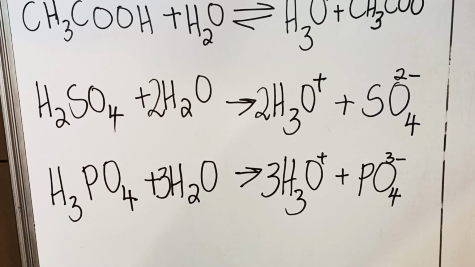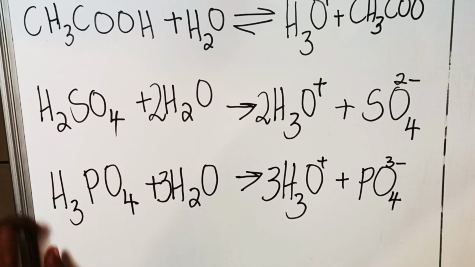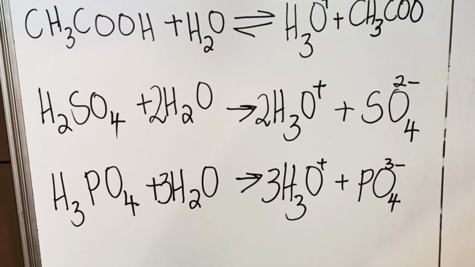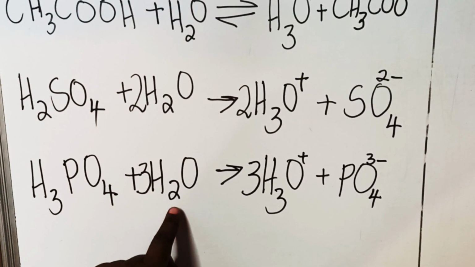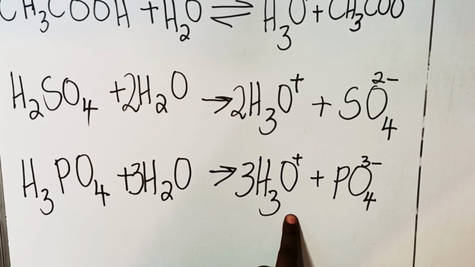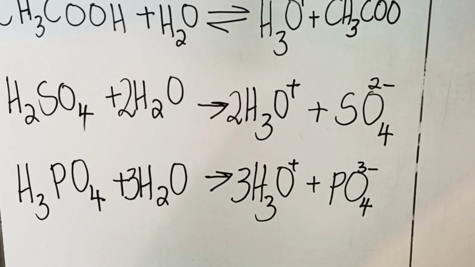So this is how acids ionize. Whatever number of hydrogens they lose, those hydrogens will then react with water. That's why we say ionization. They will react with water to form ions, hydronium ions. That's why we say it's ionization of acid.